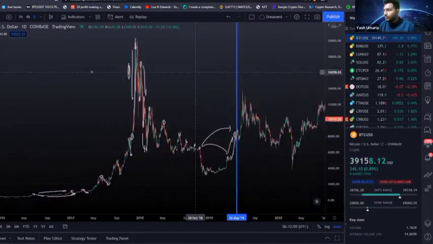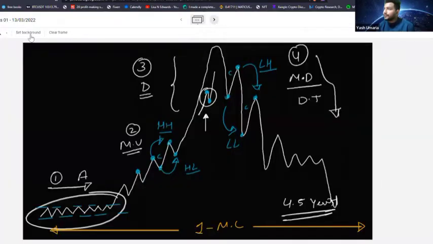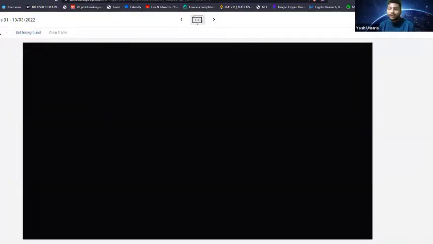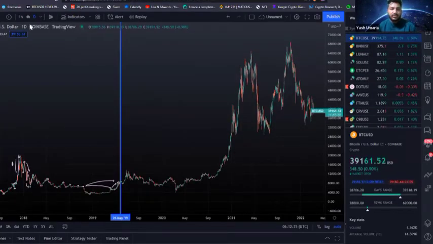Now I have one question for you guys, and before even that, let me tell you one more thing. What happens after the market completes a fourth phase? Let's say one market cycle is completed, all four phases are completed, what happens after that? Always remember that all these market phases move in cycle. They always move in cycle. So I have a question for you guys. You can use chat for the answers.